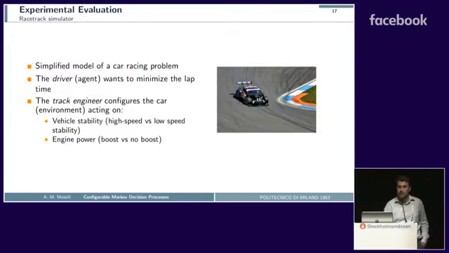The second environment we considered is the racetrack simulator, which is a simplified version of a car racing problem. Here we have a driver that wants to minimize its lap time, and we have a track engineer which acts on the environment, and in particular, can configure two features of the vehicle, which are the vehicle stability and the engine power. By changing the engine power, for instance, we are able to achieve higher speeds, but with a higher probability that the engine breaks, triggering the end of the episode.